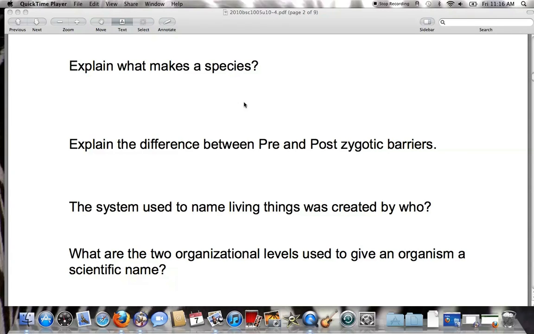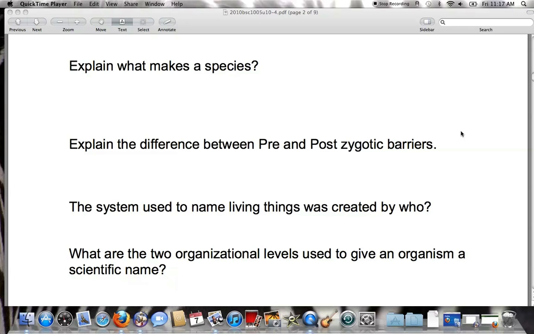Today we're going to talk about species. Species are unique organisms that can reproduce and give fertile offspring. Now, what does this mean?